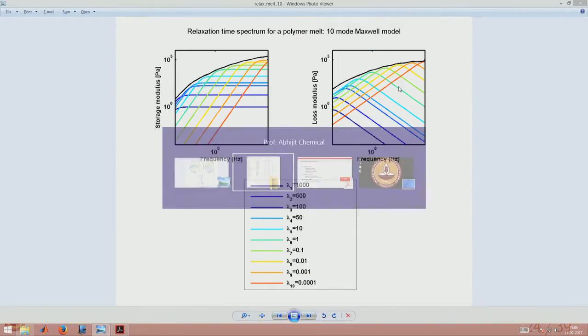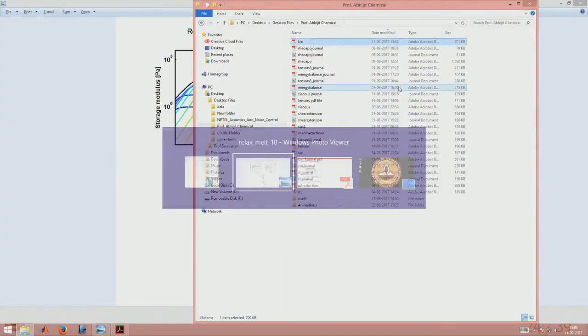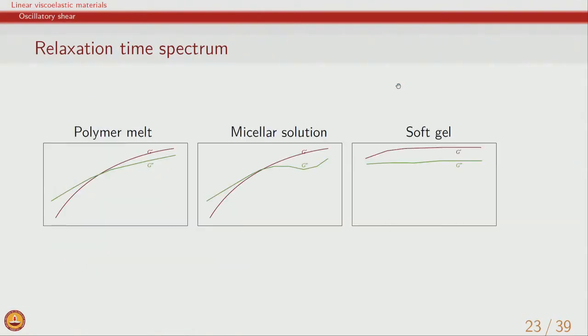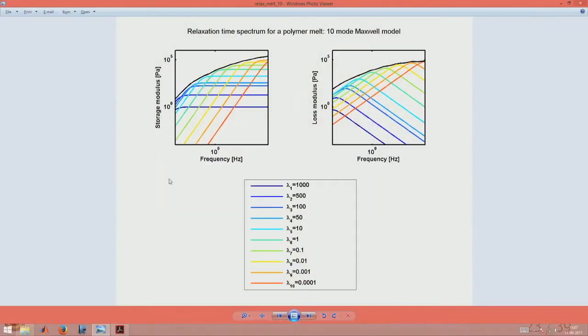Just to remind us, this is the polymer melt. G prime increases, G double prime also increases, G prime really does not become constant, and G double prime also has no maximum, which is usually there for a Maxwell model. So, you can see that by combining 10 relaxation modes, we have now described the behavior of a polymer melt.